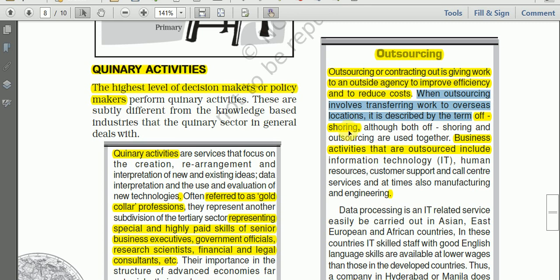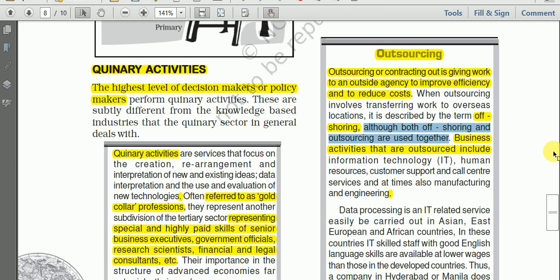However, although both offshoring and outsourcing are used together, the meaning of offshoring and outsourcing remains the same. The difference is that when we give a contract across the seas, overseas, we call it offshoring. So when Americans give a contract to Indians, that is offshoring, or generally we say outsourcing.